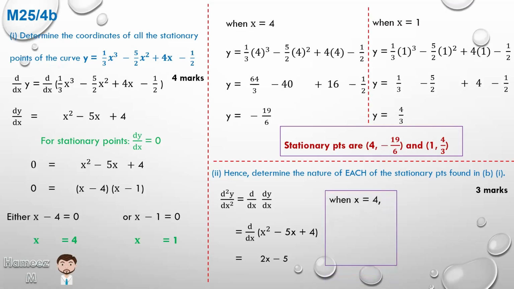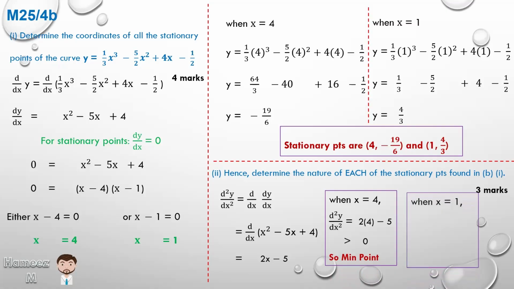So let's now find out at each of the stationary points what their nature is. When x is equal to 4, the first stationary point that we found above, d2y/dx squared is 2x minus 5. So that's 2 fours are 8, minus 5. 8 minus 5 is 3. Plus 3 is greater than 0. Anytime d2y/dx squared is greater than 0 at a stationary point, where dy/dx is 0, then it indicates that we have a minimum point. So that means the curve, if we're looking at it from left to right, will be going down, hit a minimum point and then start to climb back up.